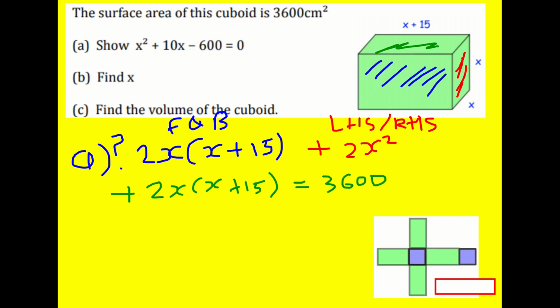We've created an equation. We just need to show that it reduces to this, x squared plus 10x minus 600. All right, well, I think the first thing to do probably is divide through by 2. I can divide that term by 2, that term by 2, that term by 2, and this one by 2, all in one go.